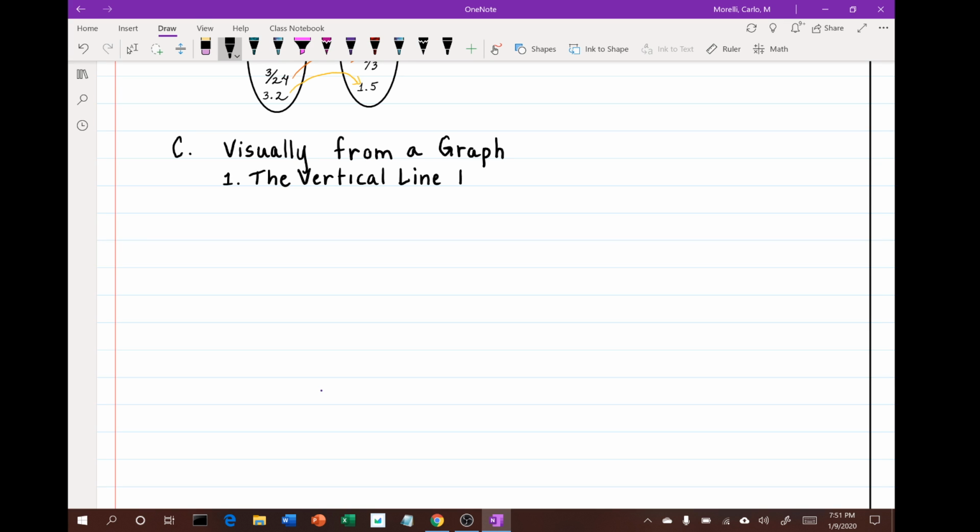Okay. Oh, that's ugly. The vertical line test. What is the vertical line test? Well, we should define it. Okay, so this is little a.